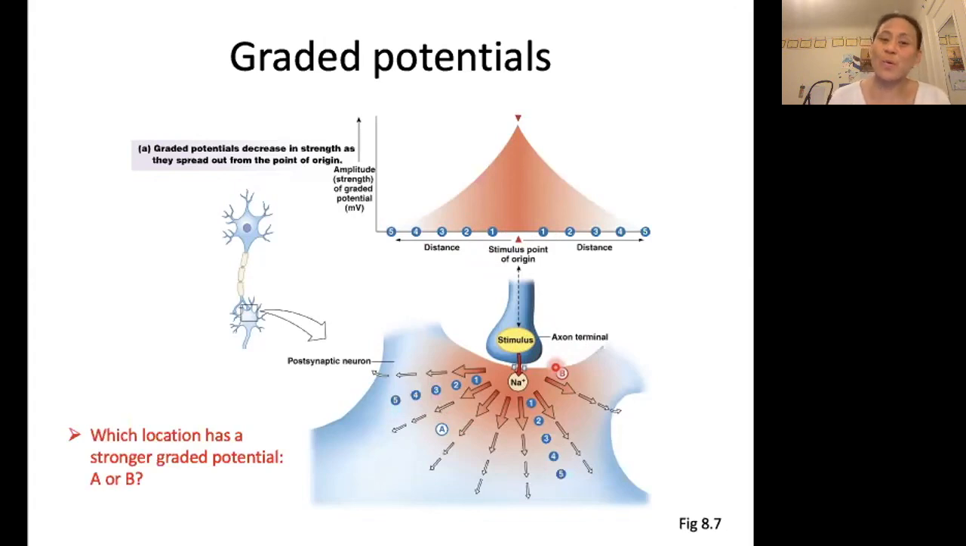Okay, so I'm just going to go ahead and answer that for you. Hopefully you figured out B has a stronger graded potential than A because B is closer to where that original potential was generated, okay?